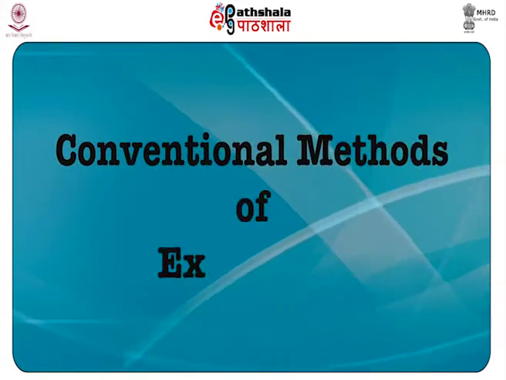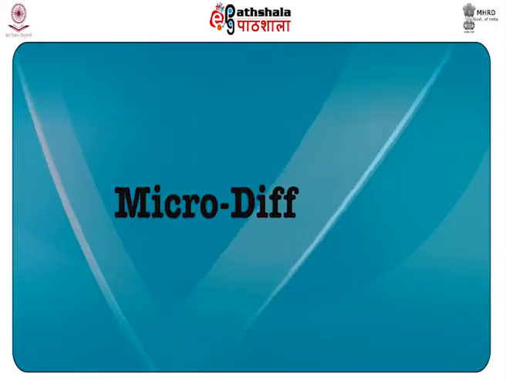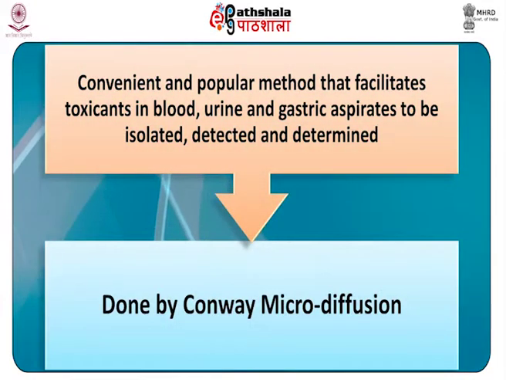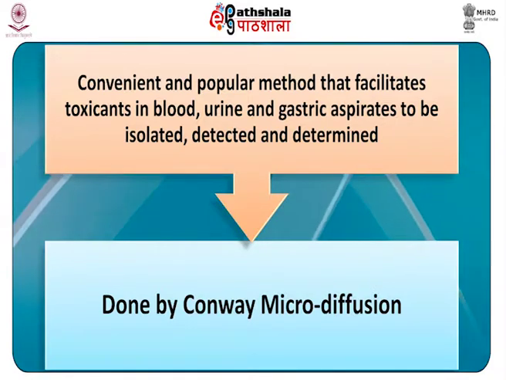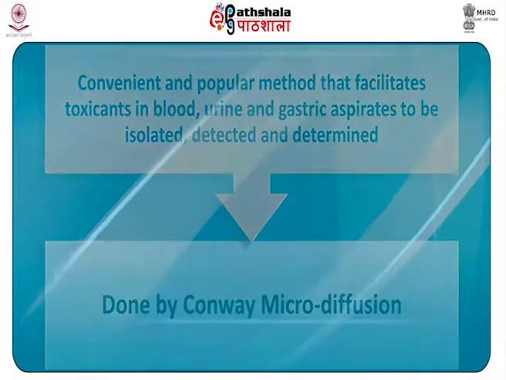Here we will start with the conventional methods of extraction. Starting first is microdiffusion. Microdiffusion is a convenient and popular method that facilitates toxicants, that is gaseous and volatiles in blood, urine and gastric aspirates to be isolated, detected and determined. This is done by Conway microdiffusion.